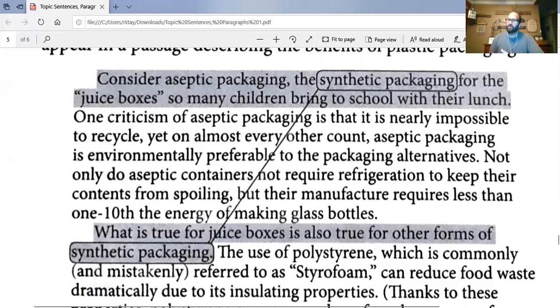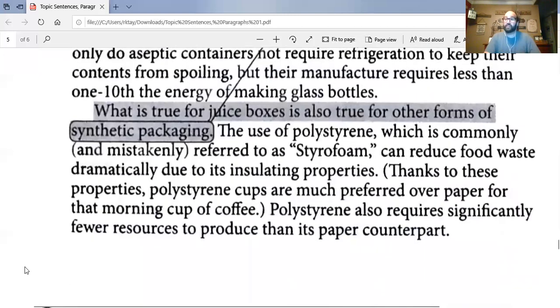But it's also doubling as a topic sentence as well. So it's not quite the same idea as it was in the first one. So in the second sentence, it says, what is true for juice boxes is also true for other forms of synthetic packaging. So it's maintaining that connection to the previous paragraph about synthetic packaging, but now it's shifting to other forms of synthetic packaging. So you're keeping it linear, and your reader knows, and your reader appreciates that.